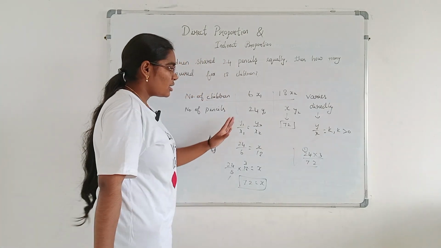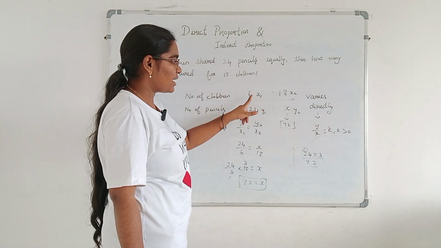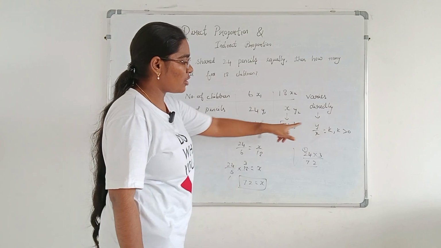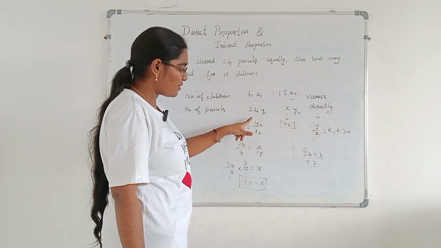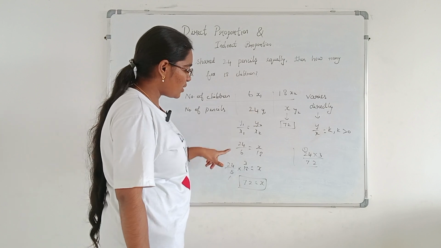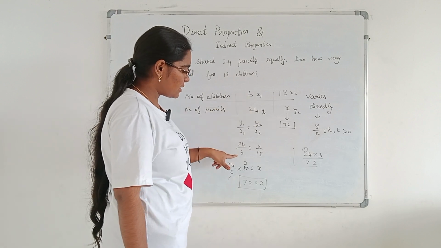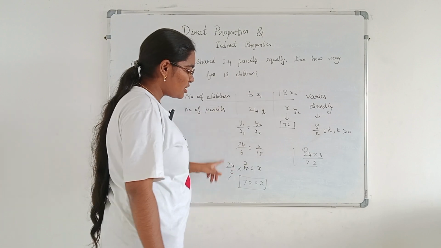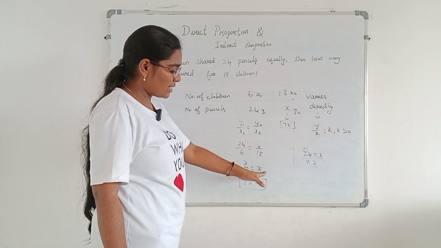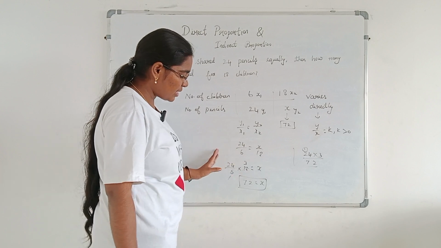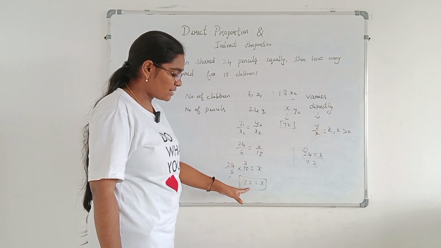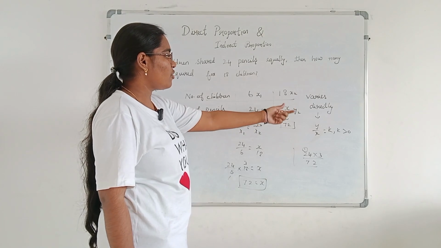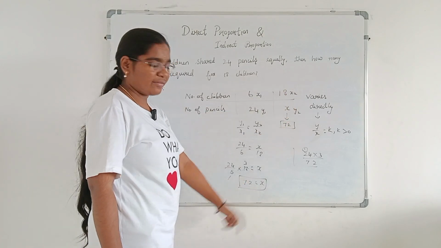So let us assume this data as x1, x2, y1, y2. Our formula is y1 by x1 equal to y2 by x2. So y1 is 24, x1 is 6, equal to y2 is x, by 18. Keep x on one side, and by the transposition method we get the answer as 72. So the number of pencils for 18 children is 72.